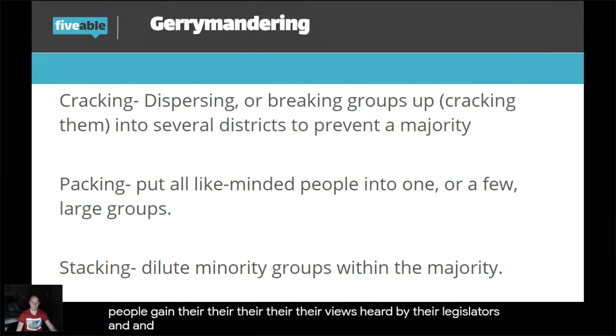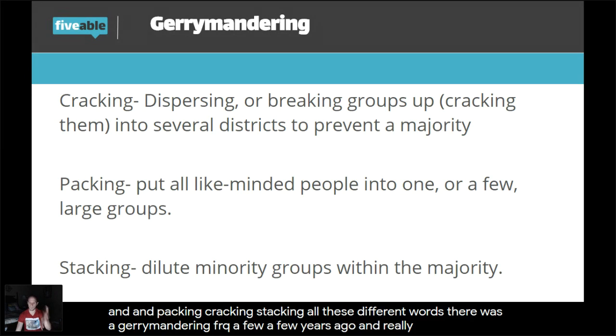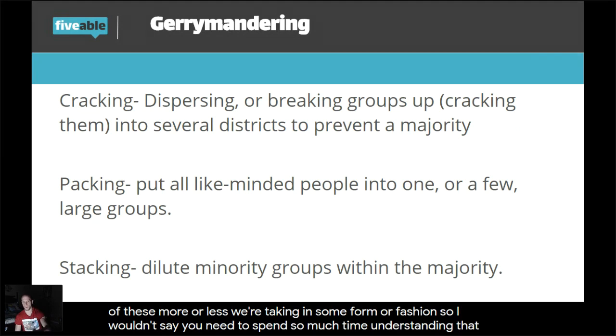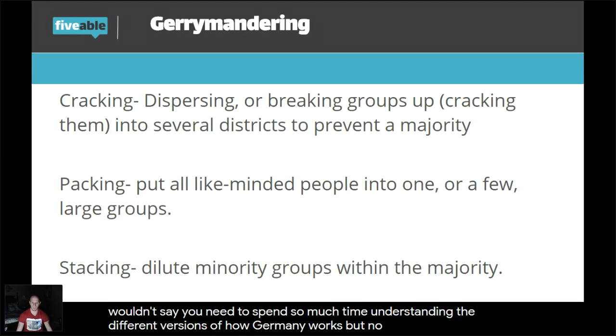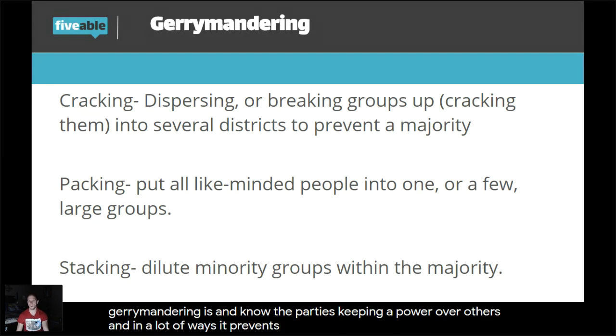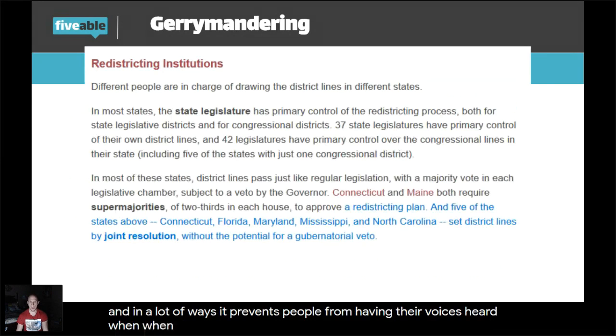And packing, cracking, stacking, all these different words. There was a gerrymandering FRQ a few years ago, and really every single one of these more or less were taken in some form or fashion. So I wouldn't say you need to spend so much time understanding the different versions of how gerrymandering works, but know what gerrymandering is and know the implications of it. So it's a way of parties keeping a power over others, and in a lot of ways, it prevents people from having their voices heard when voting on matters.